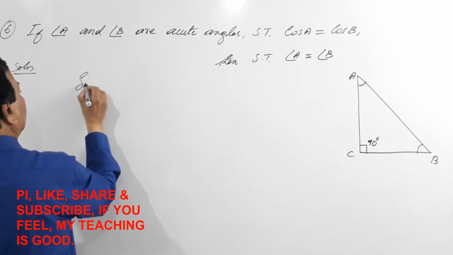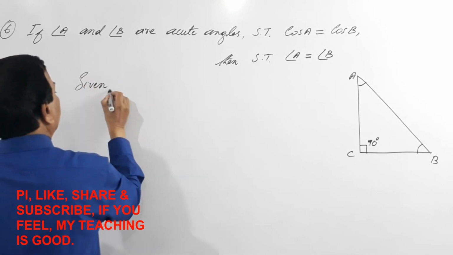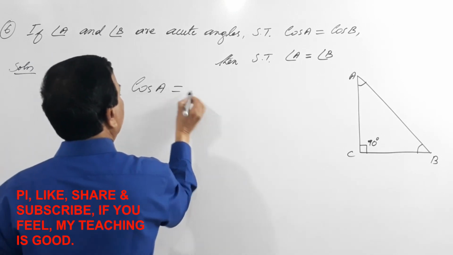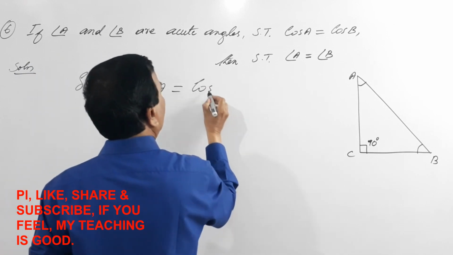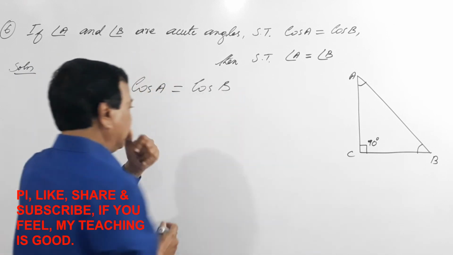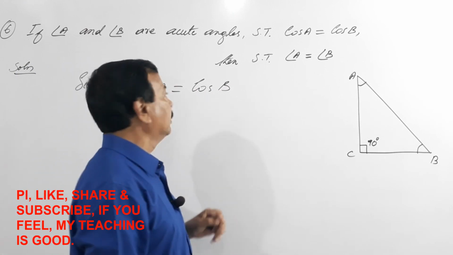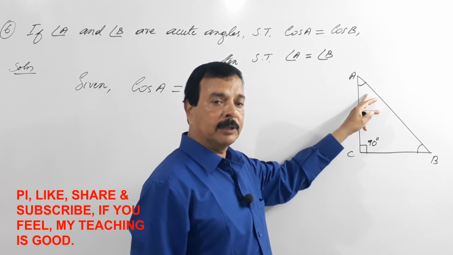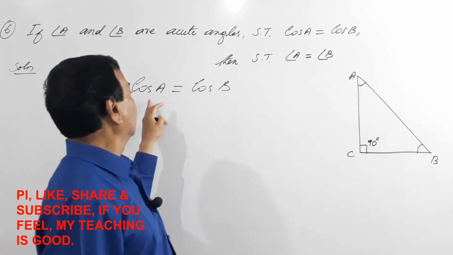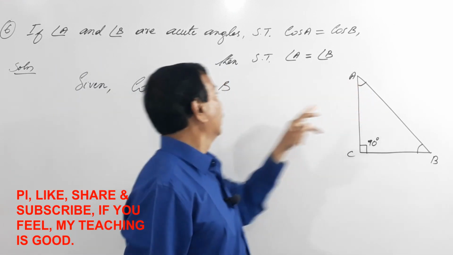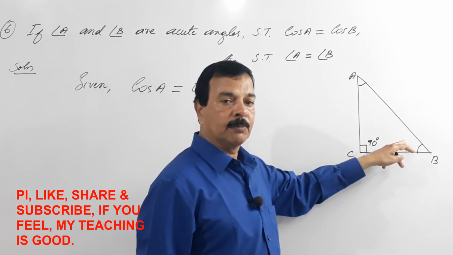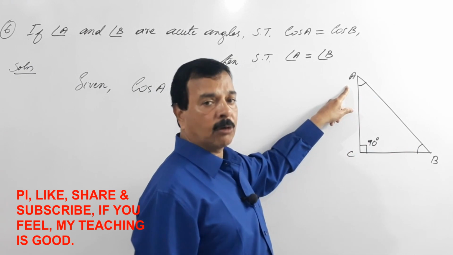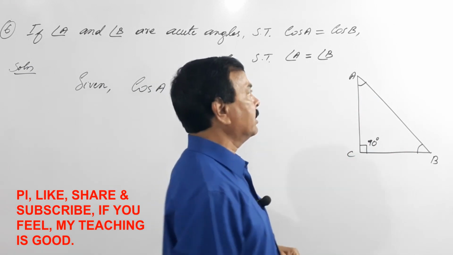Given, cos A equals cos B. So now what we'll do: cos A means we have to refer to this angle, because this is cos A, and cos B means I have to refer to angle B. So now when I consider this cos A, what is cos theta?